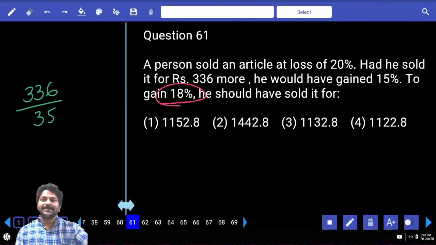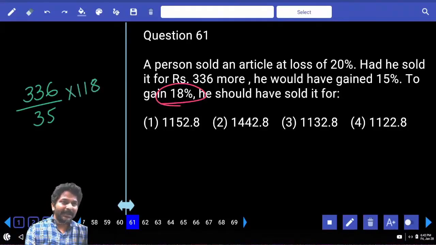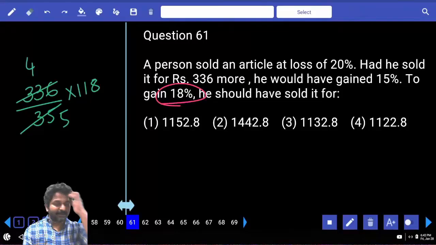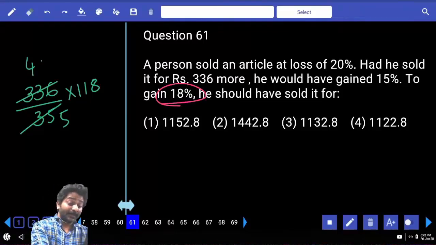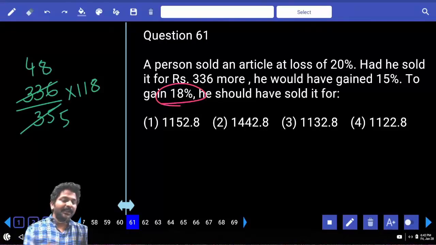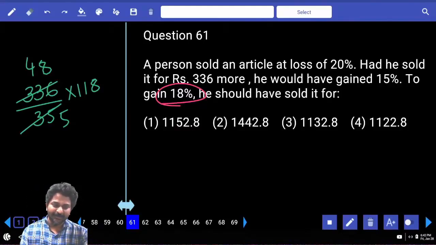When there is 18% profit, selling price must be equal to 118. Correct? Cancellation with 7. 5 times 7, 4 times 28, 56. 8 times. Okay now. Right. So 48 into 118. No multiplication rules are allowed. All are ending with 2, 8 only. So yes, we have to calculate, no other way.